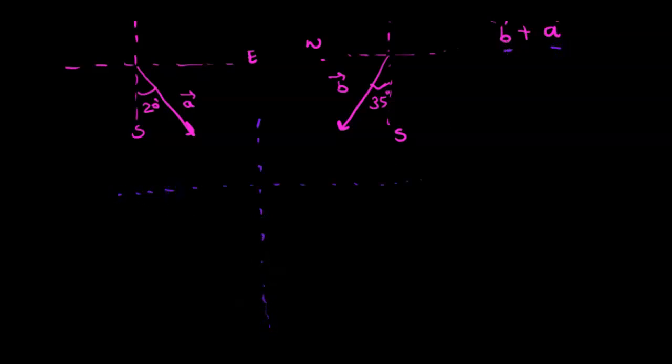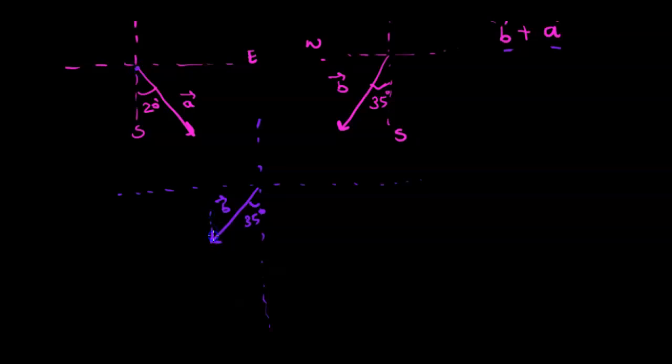And because we have to add B and A, B goes first, so we'll make the B vector first. This is our vector B. The angle is to the south, which is 35 degrees. Wherever B finishes off, there we have to start vector A. So vector A's tail is going to join to the head of vector B.